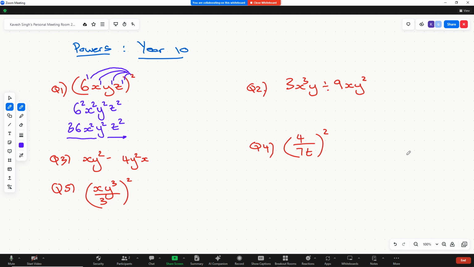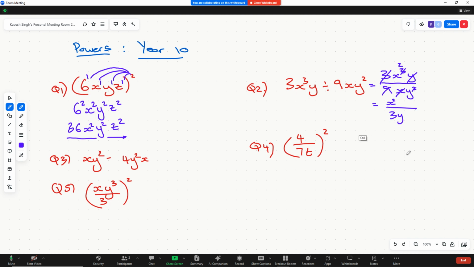All right, next. 3x cubed y divided by 9xy squared. I like to rewrite this question as a division sum, and then simplify it. Now 3 can go into 9 3 times. X can go into x cubed x squared times. Y can go into y squared y times. And that's the answer there.